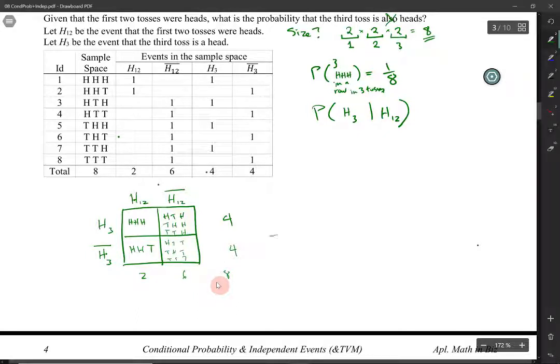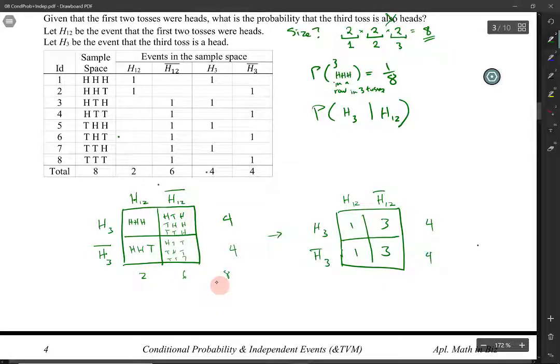Okay, so our contingency table that we're going to use, right, is 1, 3, 1, 3. So it's H12, and then complement of H12, and then H3, and complement of H3. And so again, this is 4, 4, and 8, and this is 2, and 6, and 8.